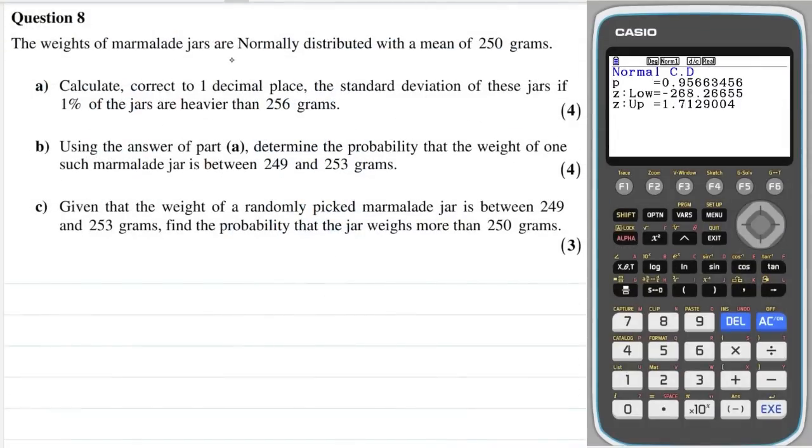We have the weight of marmalade jars are normally distributed with a mean of 250. So we write X is normally distributed, mean 250, and some standard deviation squared, which we don't know yet. Calculate to one decimal place the standard deviation of the jars if 1% of the jars are heavier than 256. So that means that the probability that X is heavier, so greater than 256, is equal to 0.01.